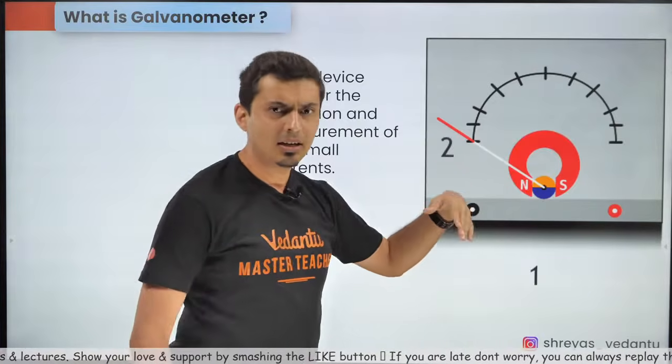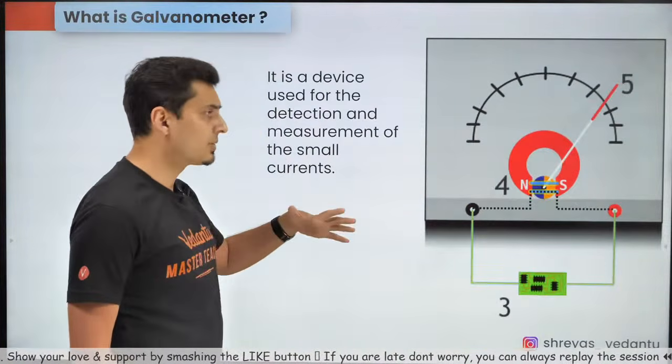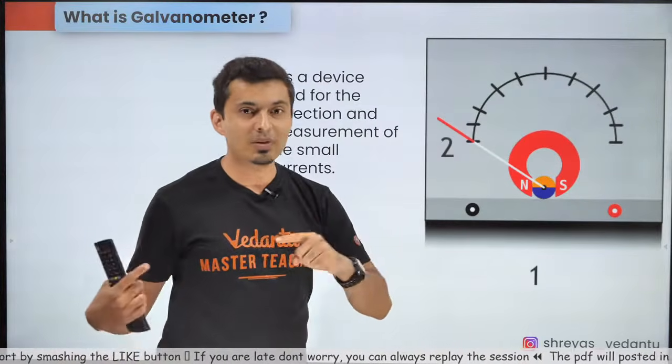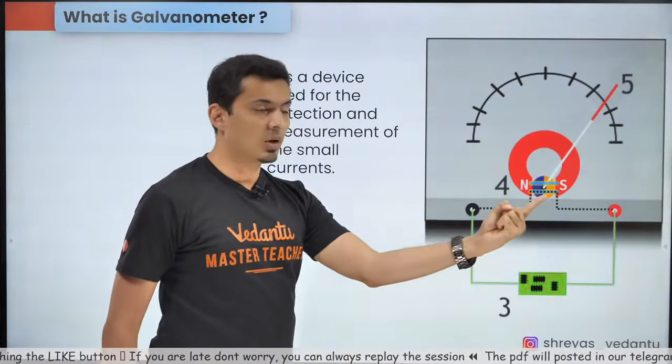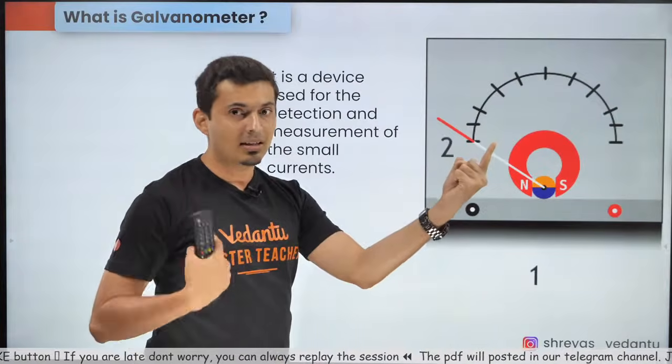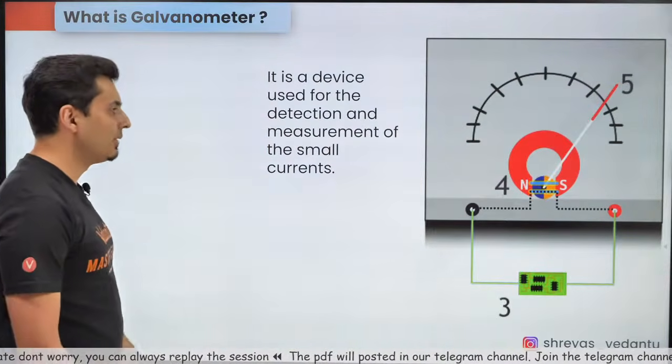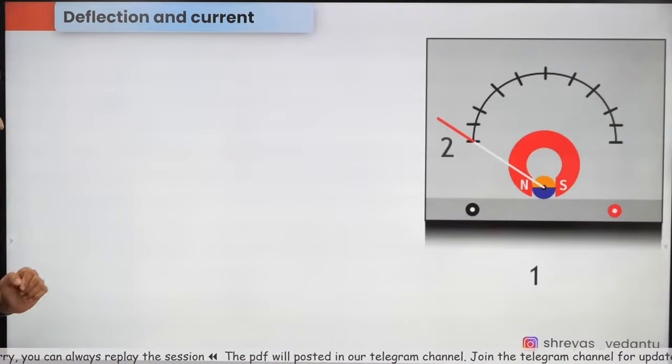It deflects when there is current. If there is no current, there is no deflection. If there is current in the opposite direction, the deflection is on the other side. If the current passes this way, it deflects on the positive side. If the current passes the other way, it deflects on the other side. And if there is no current, obviously there is no deflection. So that's what it does.